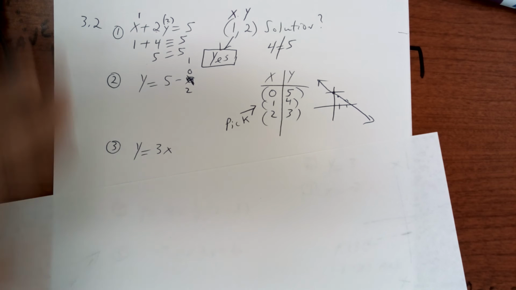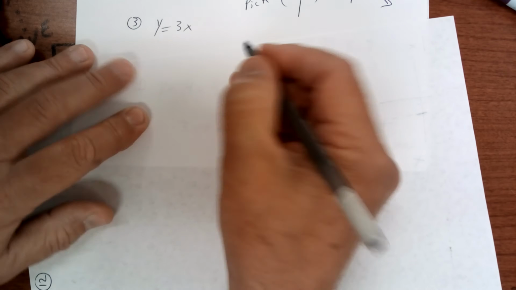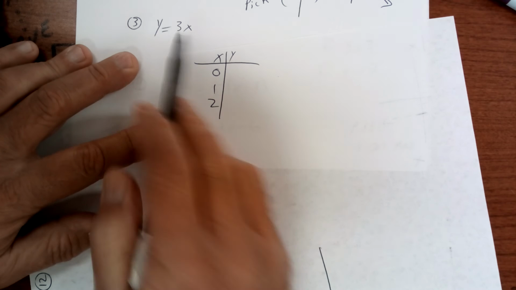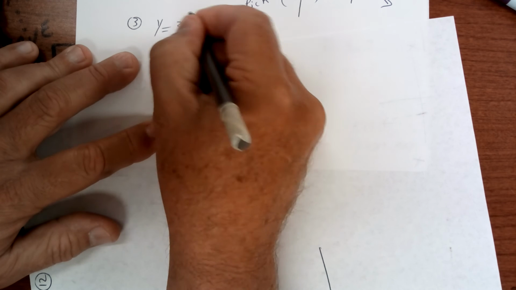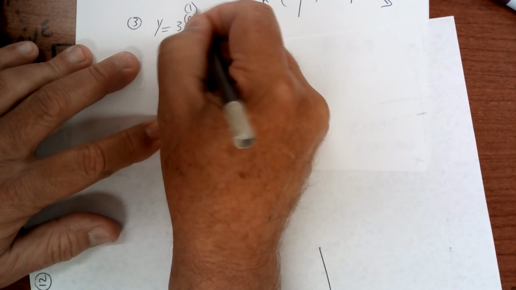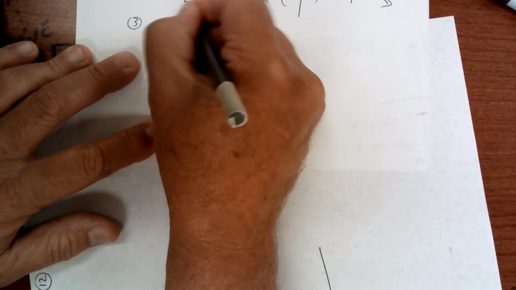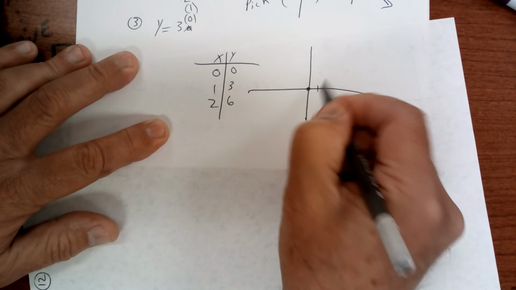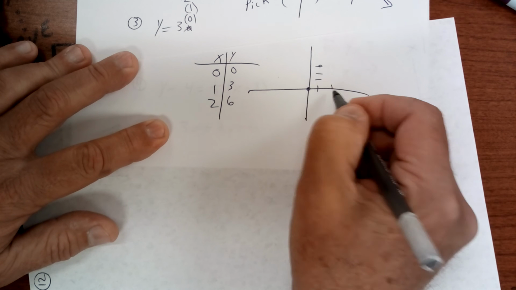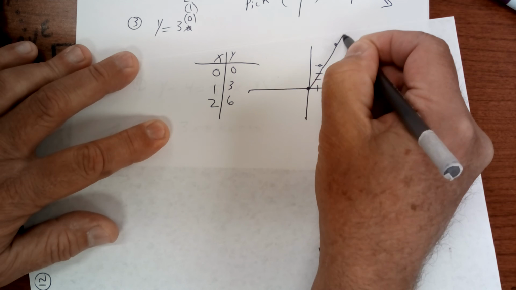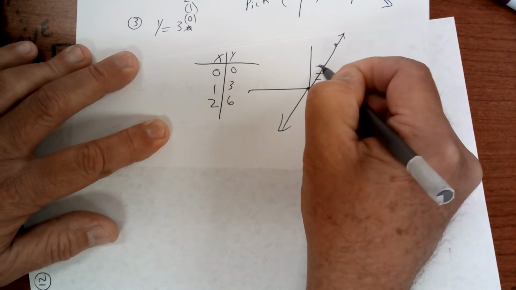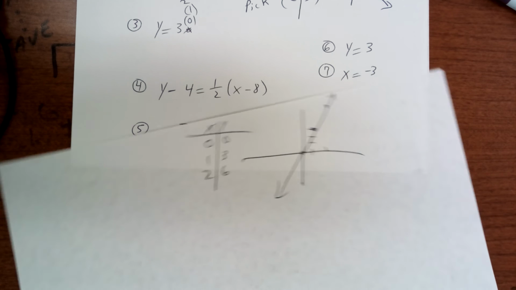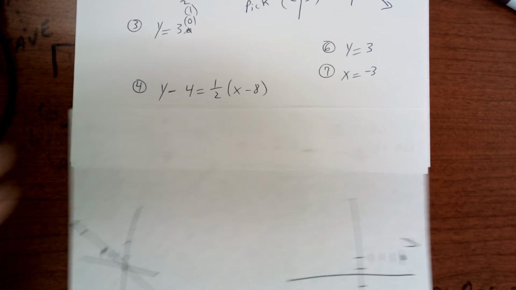And for this one, you do it the same way. You just make a chart. And you use 0, 1, and 2. Same way. Plug them in. 3 times 0 is 0. 3 times 1 is 3. 3 times 2 is 6. And then you graph them. Over 0 up 0 is the origin. Over 1 up 3 is here. Over 2 up 6 is somewhere up here. And they all should be on the same line. If they're not on the same line, then you must have done a point wrong. So pick 3 points.